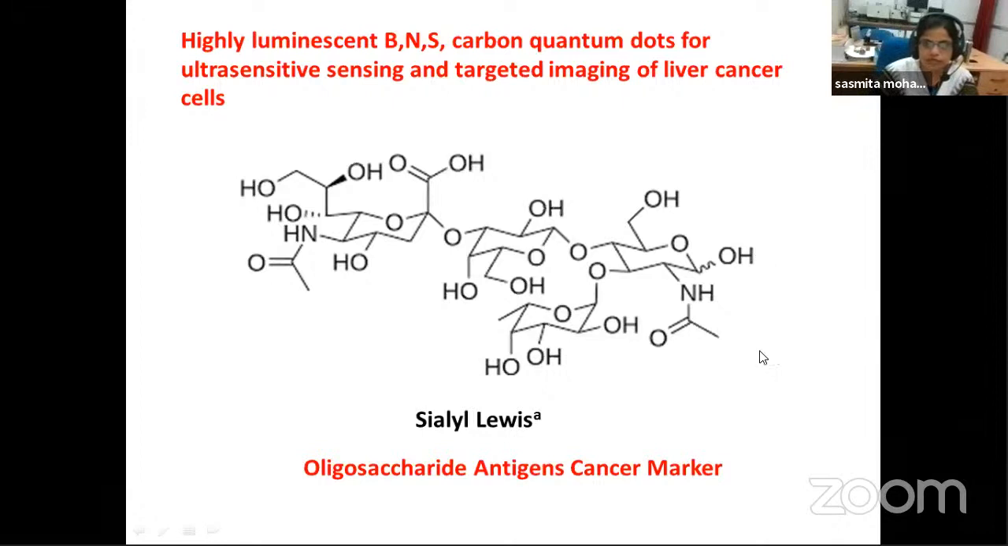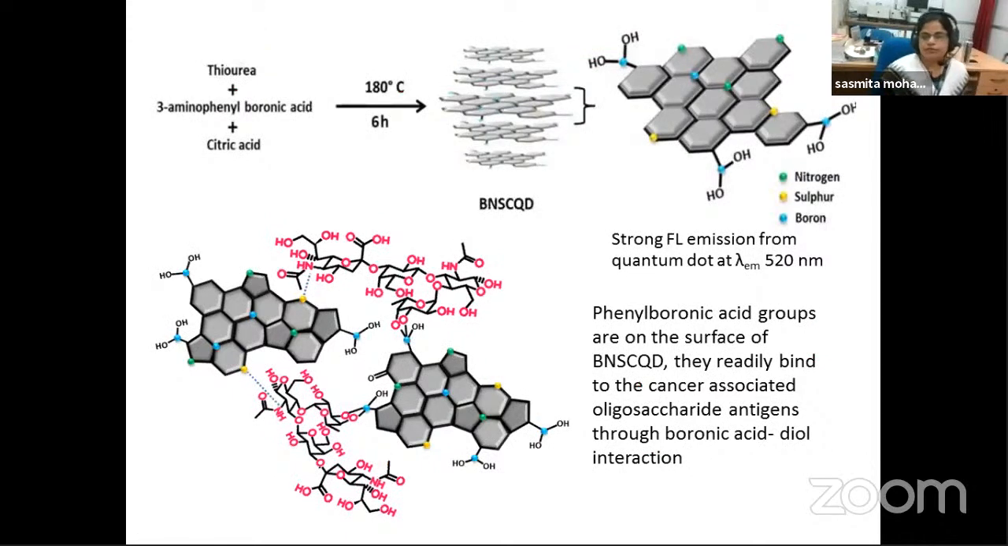marker, we have developed a quantum dot. Before developing a quantum dot, we have to study the chemistry of this cancer marker. We found that there are cis diol groups present in this Sialyl Lewis A. So keeping it in mind, we have developed a quantum dot which has boronic acid groups on its surface. We have synthesized it by hydrothermally decomposing thiourea, 3-aminophenyl boronic acid, and citric acid.